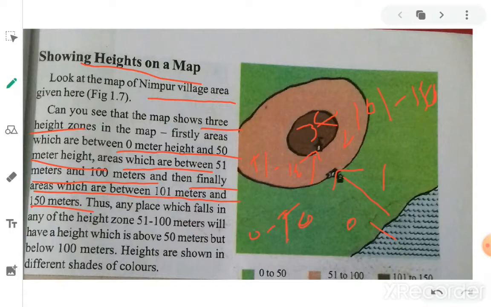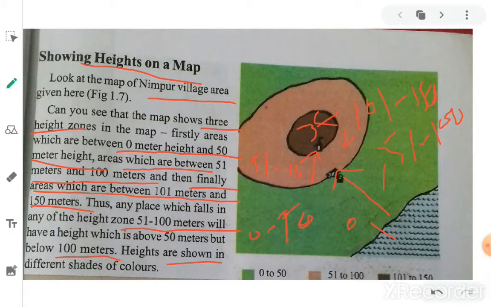Thus any place which falls in the height zone 51 to 100 meters will have a height which is above 50 meters but below 100 meters. 51 to 100 means from the village to the temple. So from village to temple the height is between 51 meters and 100 meters.